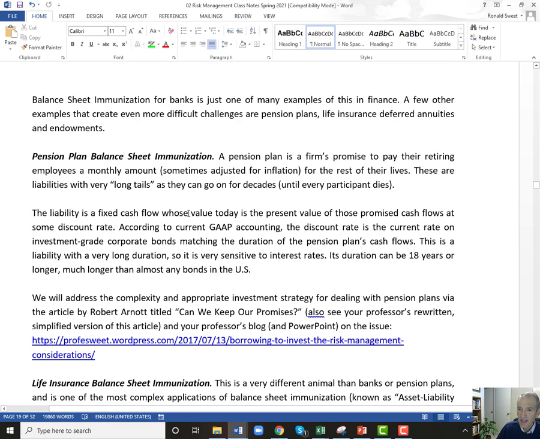So its value today, this is extremely important, its value today is the present value of those promised cash flows at some discount rate. According to GAAP, that discount rate is the current rate on investment grade corporate bonds that has the same duration as your pension plan's cash flows. All right, so that's pretty critical.